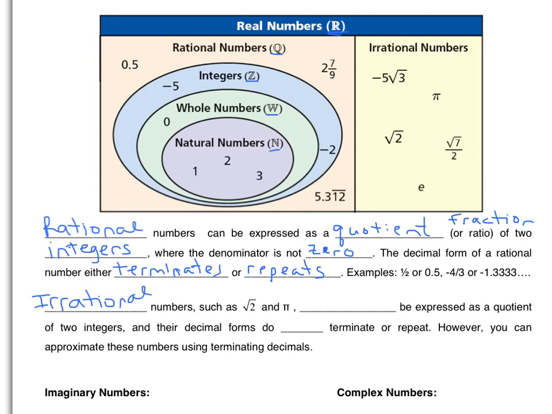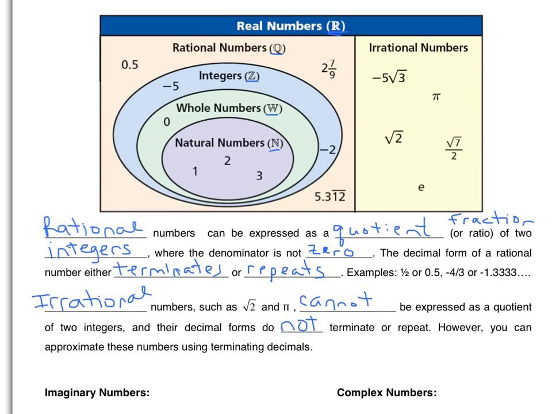On the other hand, irrational numbers, such as √2 and pi, cannot be expressed as a quotient of two integers, and their decimal forms do not terminate or repeat. However, you can approximate these numbers using terminating decimals. When you put the square root of 2 in a calculator, it will give you a decimal and it will stop. That doesn't mean that it actually does stop. It just terminates the decimal for you.